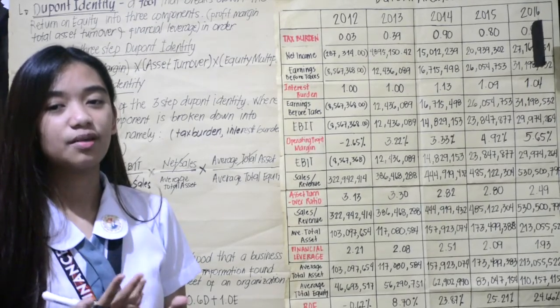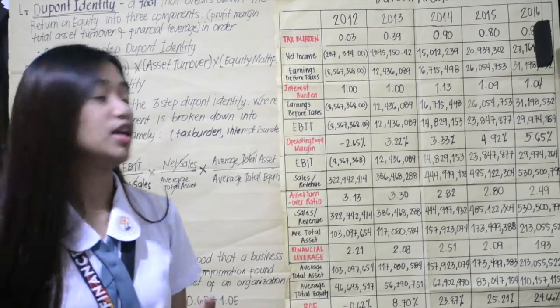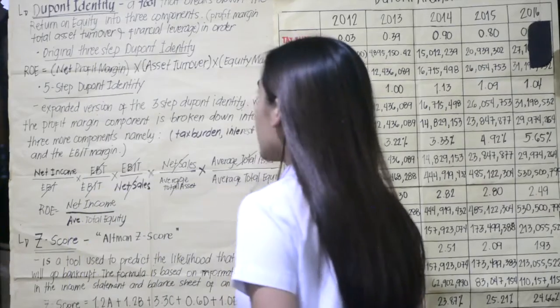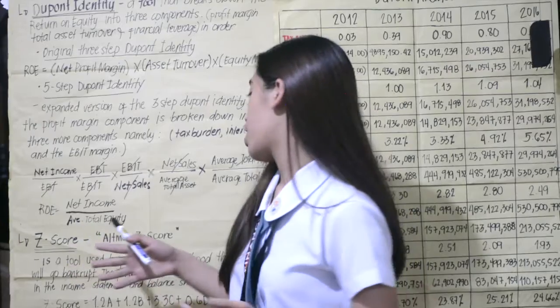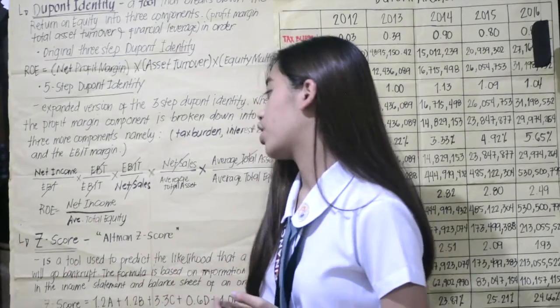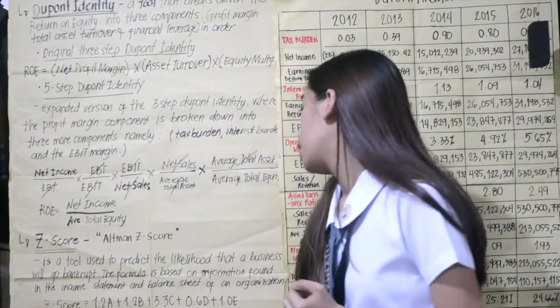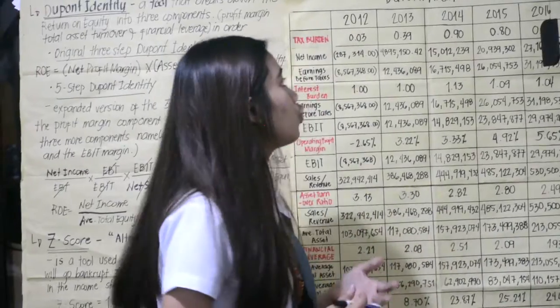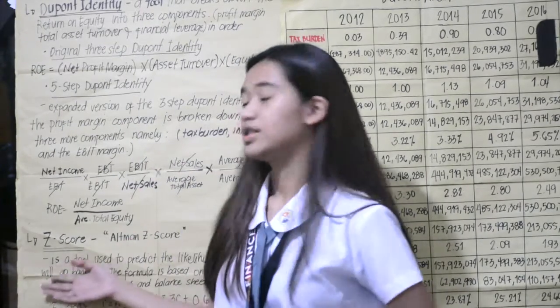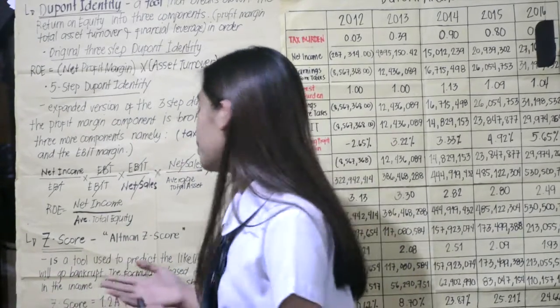So now the next one is the Z-score, the advanced Z-score. It is a tool used to predict if the business will go bankrupt within 2 years. The way the DuPont analysis is presented is the same for the Z-score, the advanced Z-score.